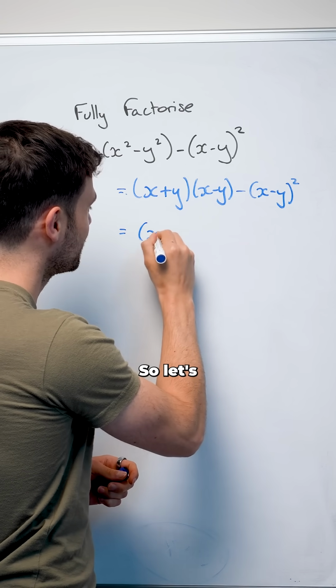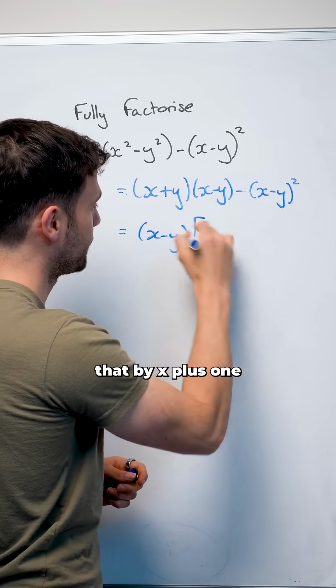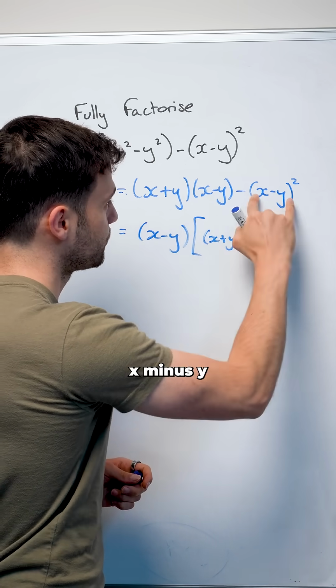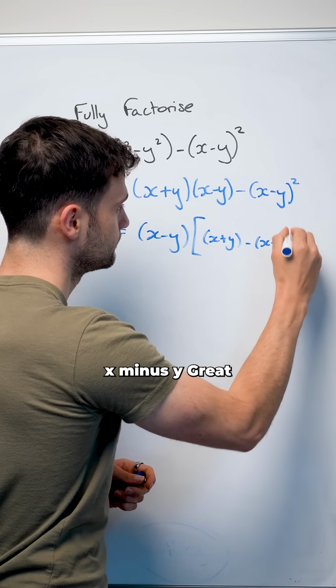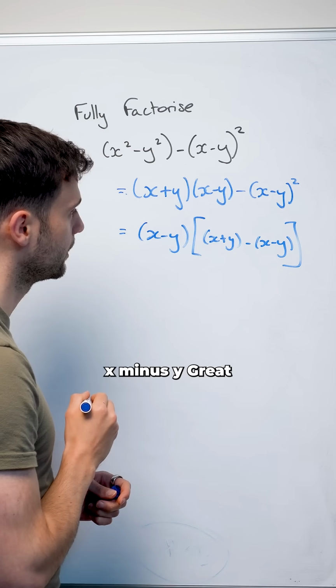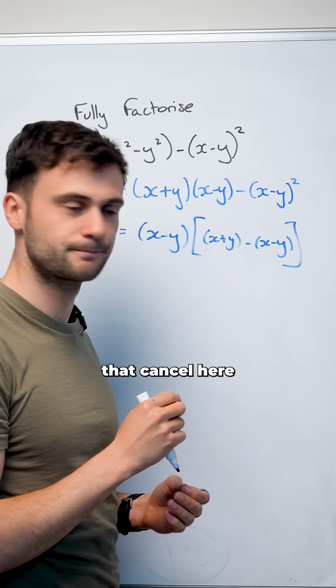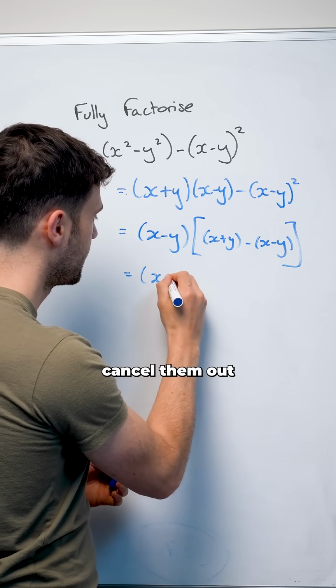So let's go ahead and do that. We've got x minus y, and then in our brackets, we're multiplying that by x plus y. And then we're multiplying x minus y by another x minus y. Great. But there's going to be some things that cancel here. So let's go ahead and cancel them out.